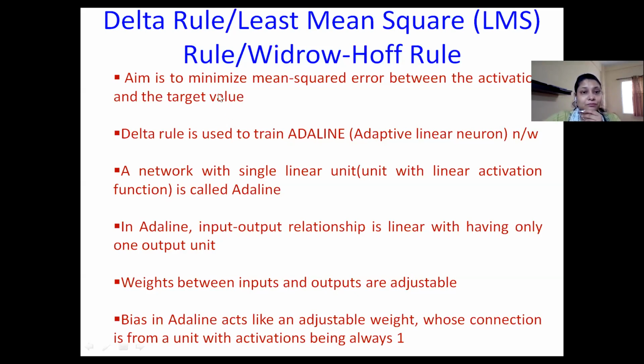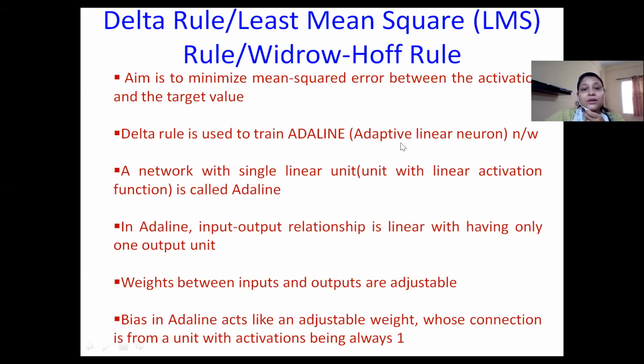Now what happens? This rule is going to minimize the mean squared error. Mean squared error means there must be some kind of error between the actual value and the desired value. That means the actual output we obtain from the neuron, and the target value or the desired value where we want to reach. So in that particular case, this rule is used to train Adaline. One more question you may sometimes expect is: what is the full form of Adaline?